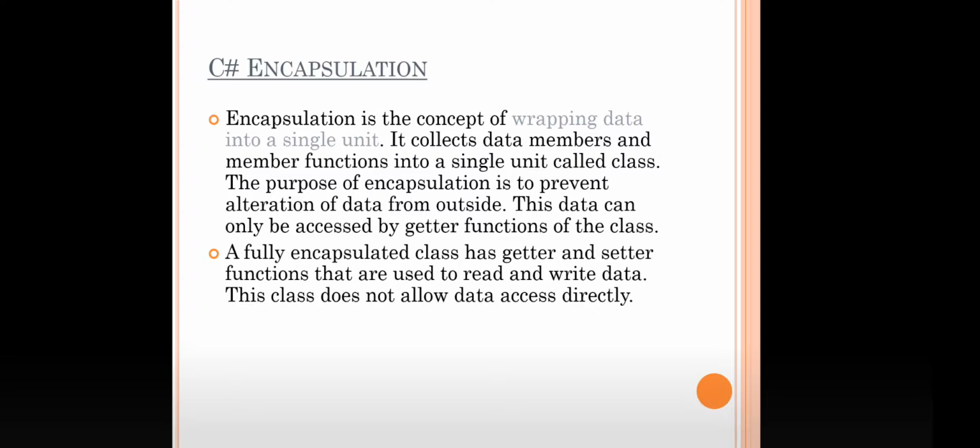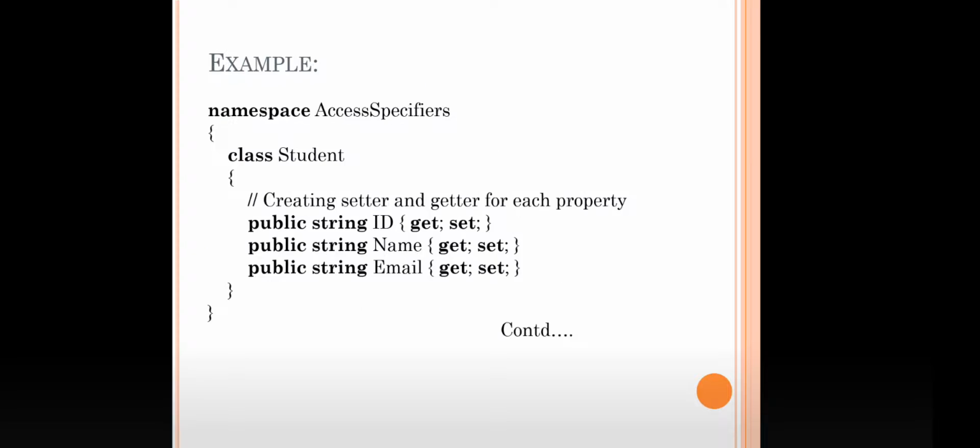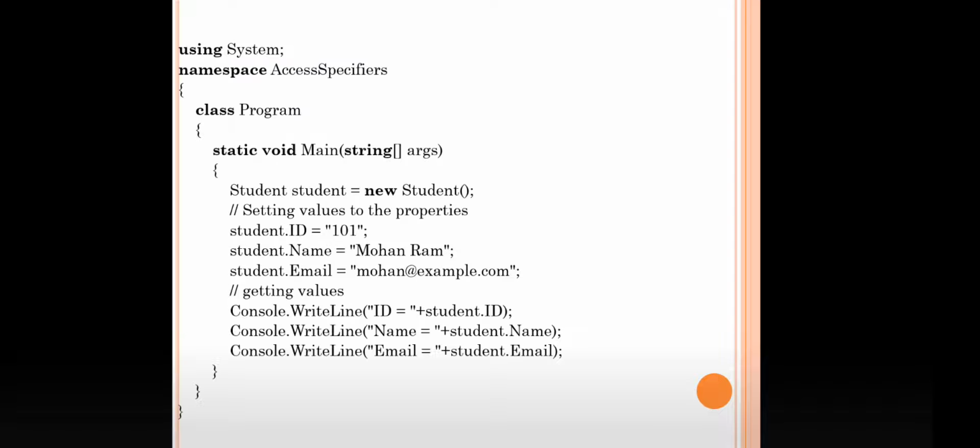It is used to read and write data. This class does not allow data accessibility directly. Here's the example: namespace with access specifier, class Student with some getter and setter methods. Then the class Program, with the Main method and a Student object named student. Setting the values: student.Id is 101, student.Name is Mohan Ram, student.Email is this, and getting the values with Console.WriteLine, which prints all the values.